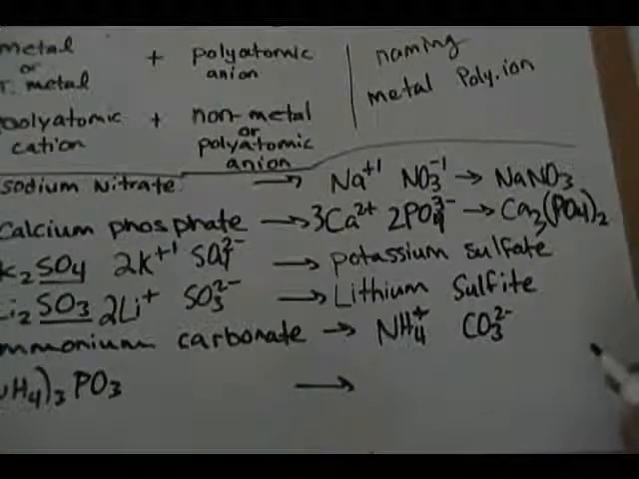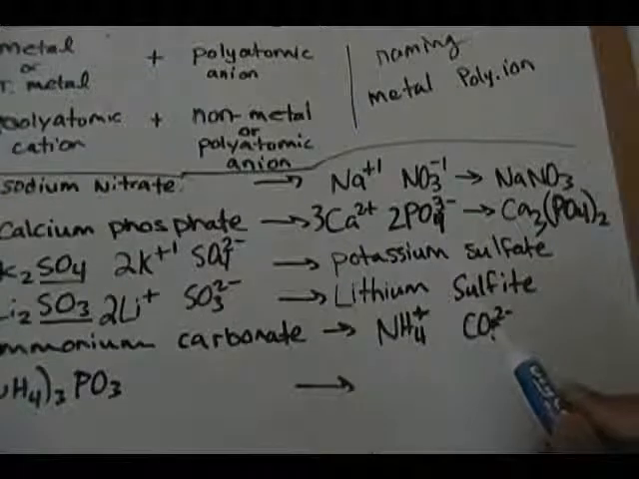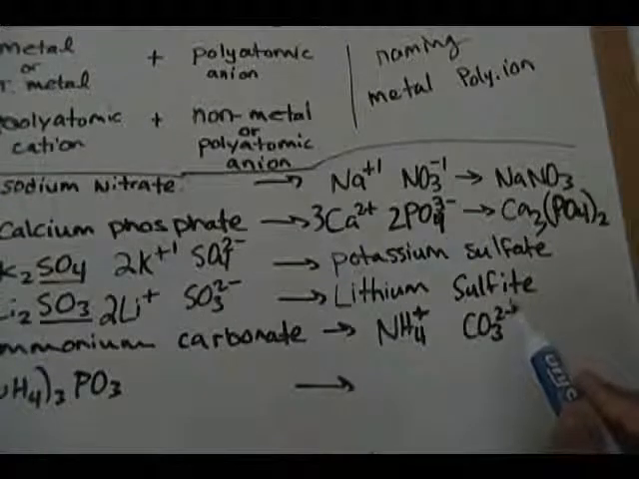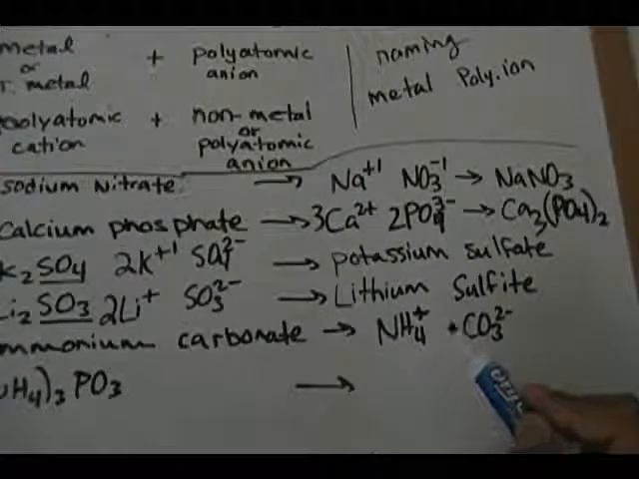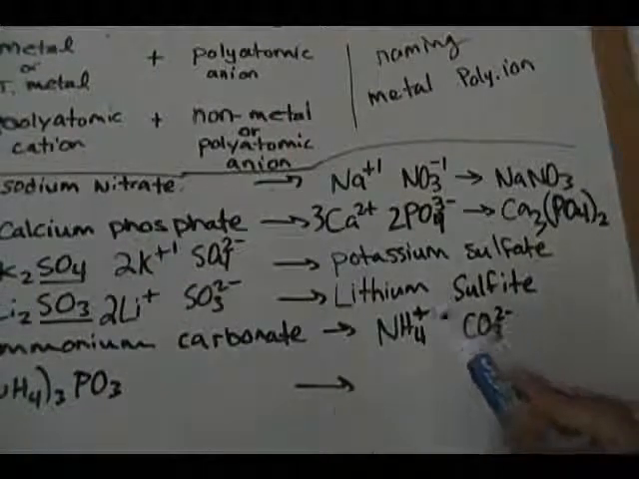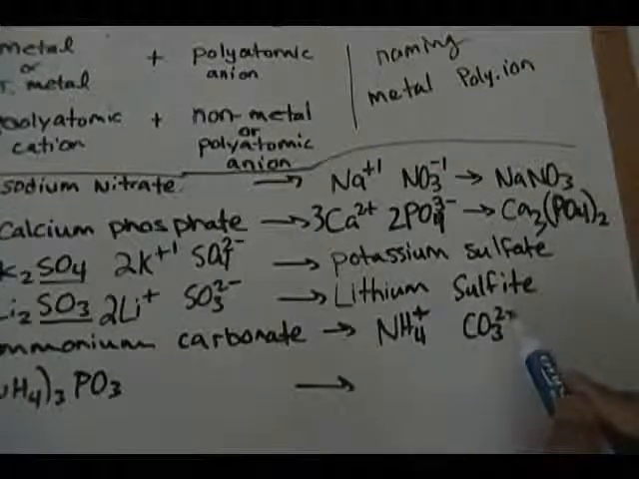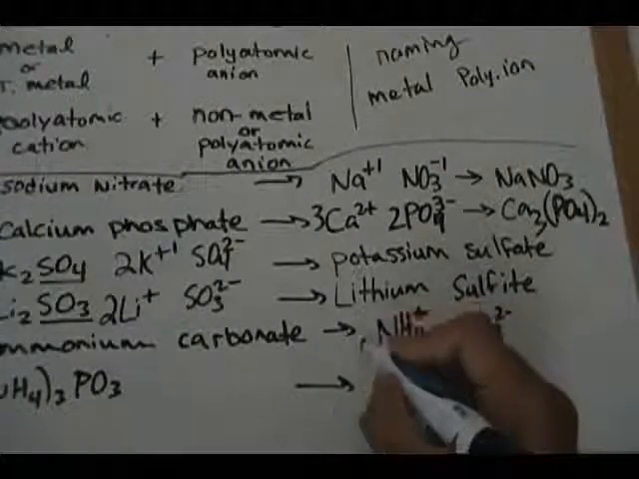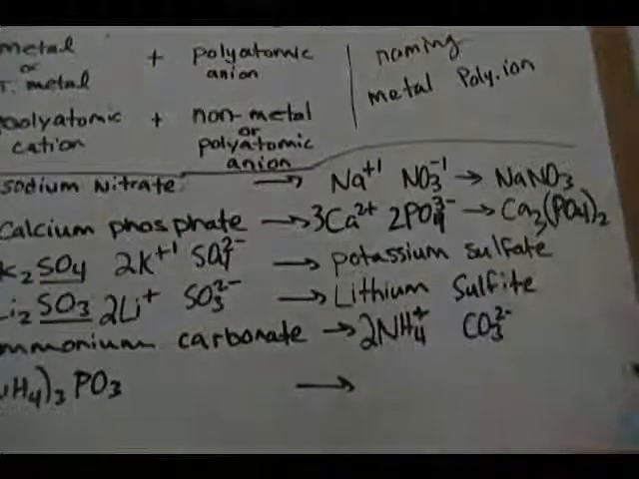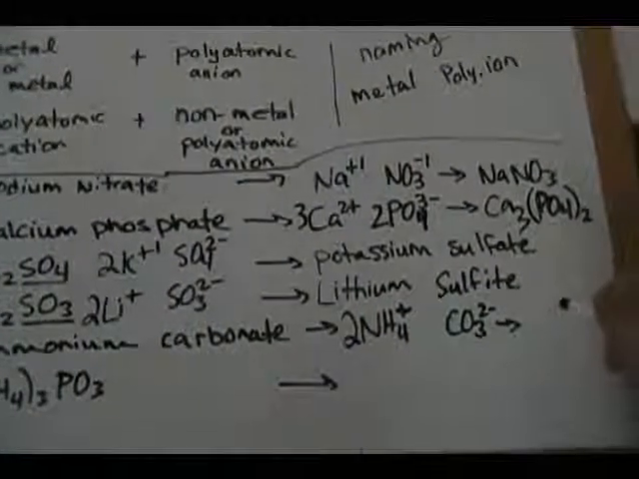Combine the 2 together, but first you have to balance out the charges. Ammonium has a +1, carbonate has a -2. We could do the flip-flop where you bring this number down here and bring this number down here, which is a 1. Or we could just realize that ammonium is a +1, that's a -2. We need 2 ammoniums to balance out the charges, and you'll get this.